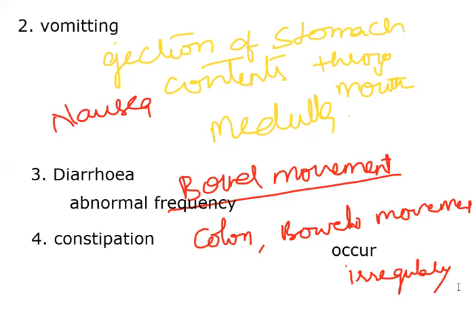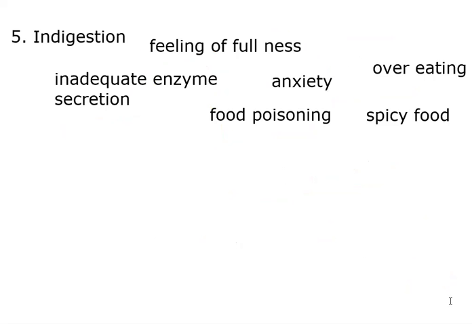There is also a new thing to be remembered here. The constipation next. In constipation, the major effect is going to be on the colon portion of the alimentary canal, because in constipation the feces are retained within the colon. And here, the bowel movement occurs irregularly.